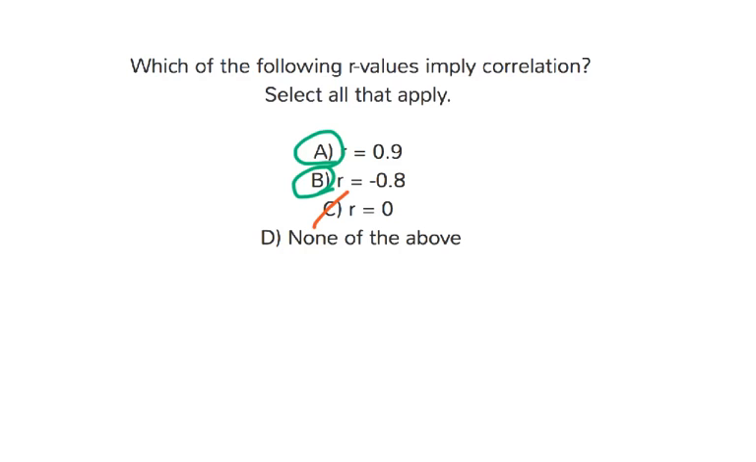An R value of 0 implies no correlation, so that is not a choice. And then, of course, we've already circled two answers, so the answer is not none of the above.